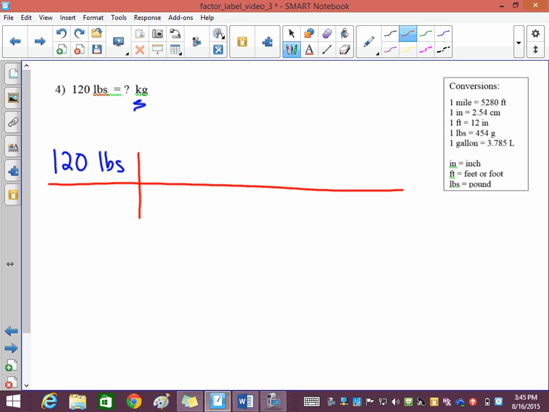Okay, so it looks like we're going to use this conversion here. If it's not the unit you're looking for, slide that baby diagonal. So I'm going to put my pounds on the bottom, and I'm going to convert that into grams. And then once I have my grams, again, slide that unit diagonally and put your grams down there. In this case, we're going to kilograms, so we have our units already in place.